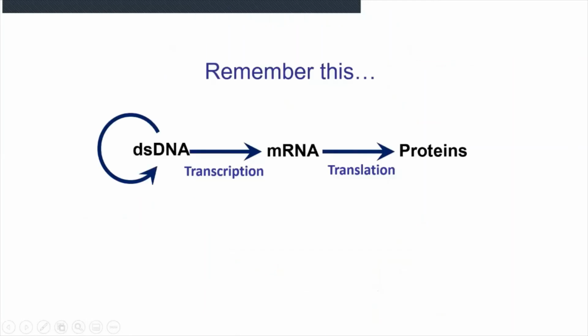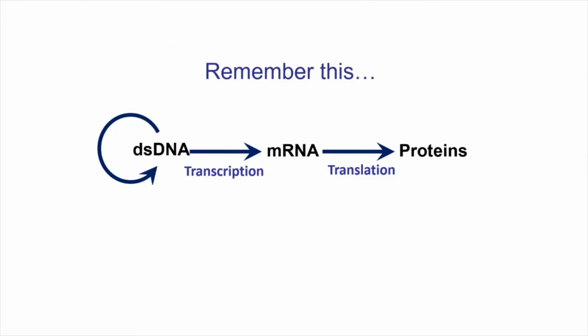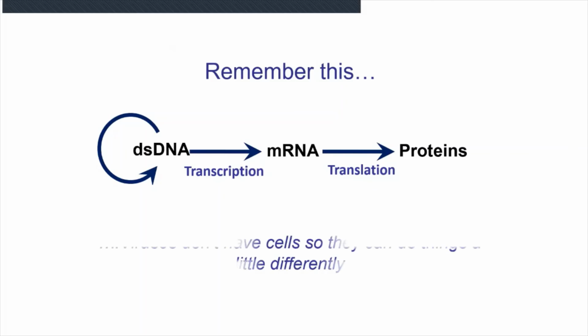So I want to talk a minute or two about viral classification and these viral life cycle strategies. You may remember this particular slide I showed you way back, I think in topic 1, about how cells take DNA, and from the DNA they make RNA, that's called transcription. And then from the RNA they make proteins, that's called translation. Well, it turns out that viruses, they don't have cells, they're acellular. And so they do things a little differently.